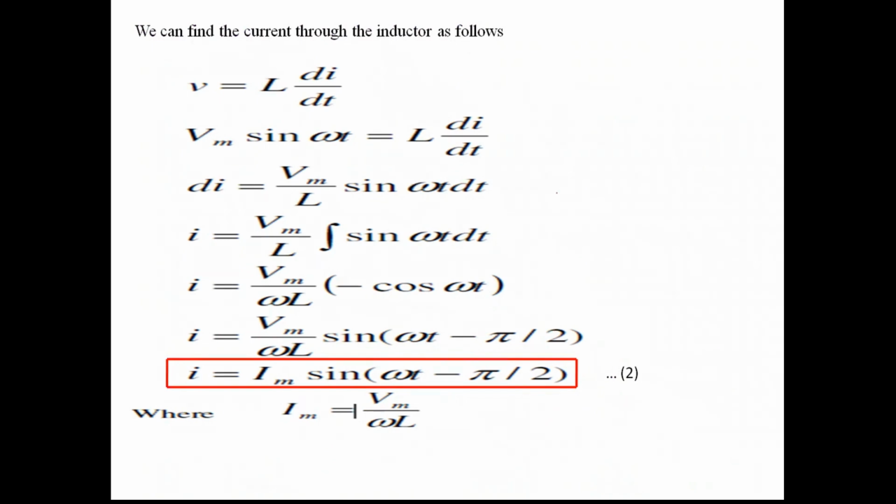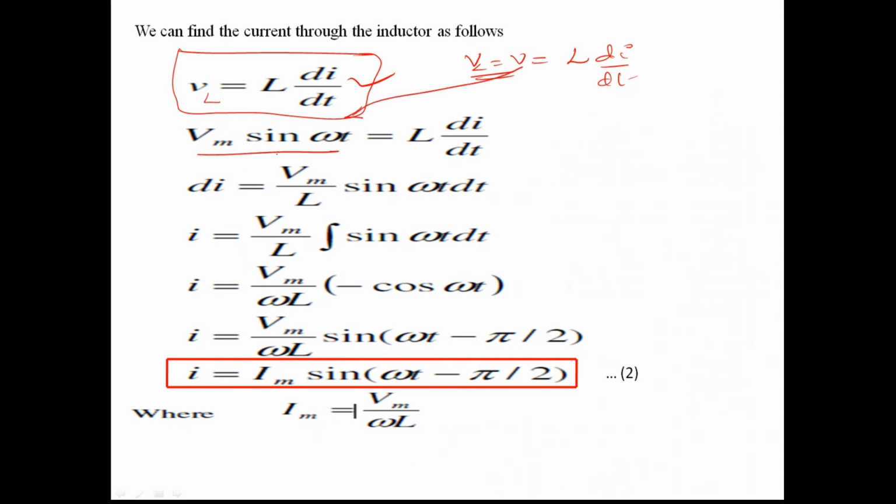Then let us find the expression for the voltage across the inductor. We already know the fact that the voltage across the inductor is given by this expression, V is equal to L di by dt. This is VL, right? Since VL and V are the same, we have equated to L di by dt. And what is V here? V is nothing but Vm sin omega t. So Vm sin omega t is equal to L di by dt.